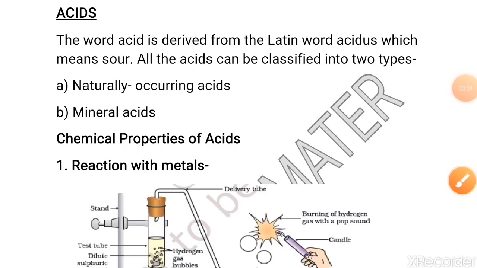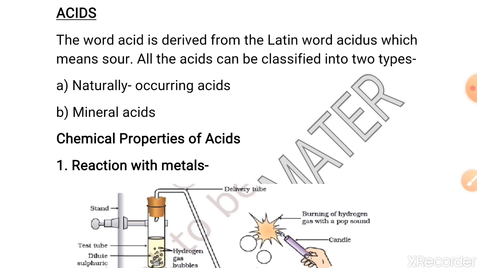Hello students, in the last class we had general information about acids and bases, along with the indicators which help us find out the presence of acids and bases. Today we will explore more about acids. The word acid is derived from the Latin word acidus, which means sour.